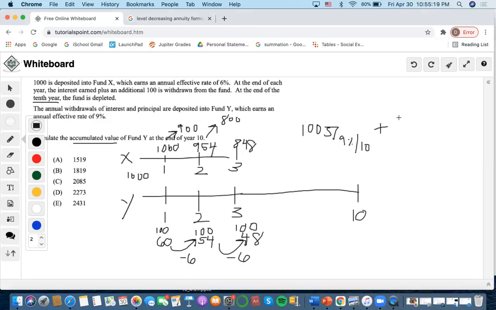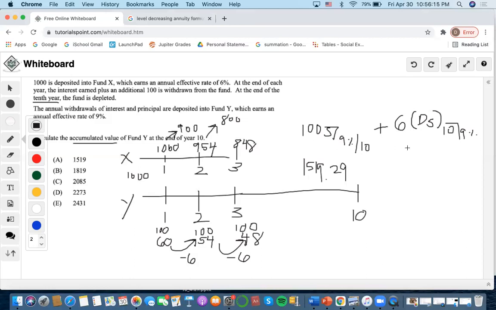By how much it has decreased, we could set it as 6 times the accumulated value of decreasing of 10 at 9%. Now we know that this part is easier to solve. So if I were to take my TI-BA calculator, I can set 100 as the payment, 9 as the percentage, 10 as the number of years, 0 as the present value, compute future value, so it's 1519.29.